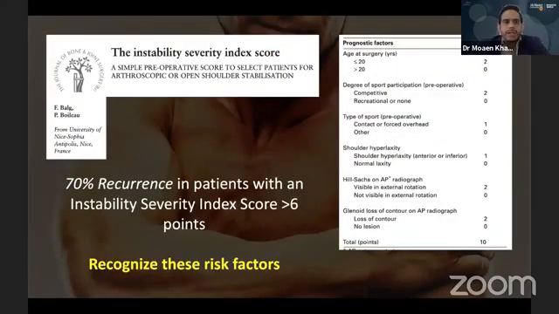And this is just a review here of the actual Instability Severity Index score. I use this more as a tool to really identify those risk factors. So again, those patients that have more than 6 points have a very high failure rate with Bankart repair. So their age, their type of sport participation, the type of sport, if they have laxity, and if you can see a glenoid or a Hill-Sachs lesion. So really, when you're assessing these patients, look for these factors, try to recognize them, and that will really help you in guiding your management.